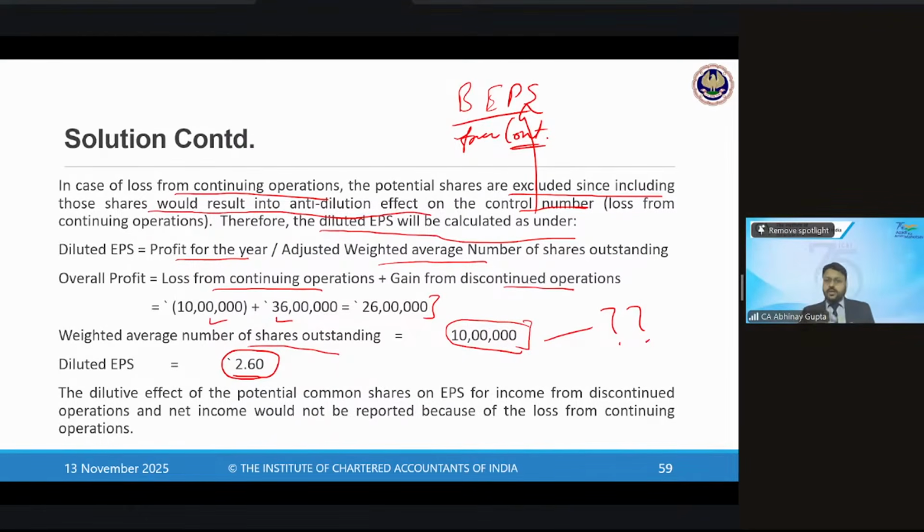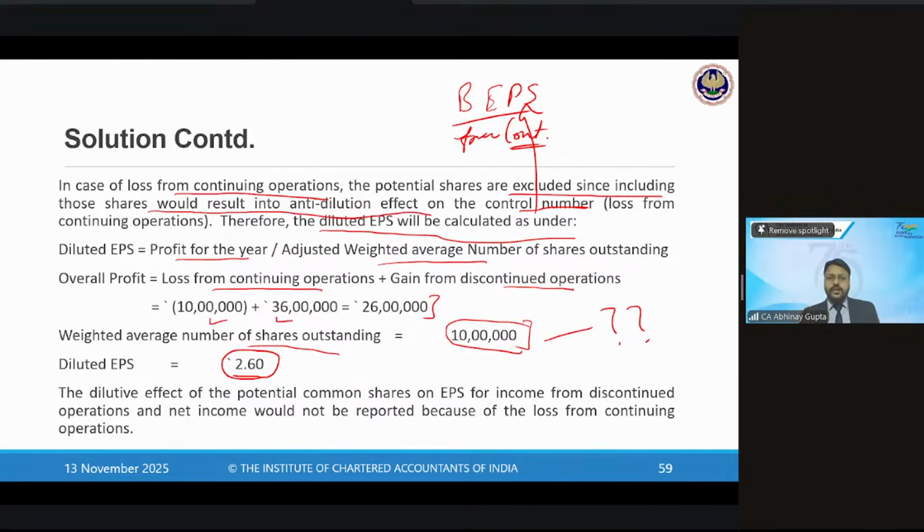Because what is happening over here? I have a loss in my continuing operations, right? And loss divided by weighted average number of shares, I have computed as a basic loss per share, right? That basic loss per share is actually getting reduced if I increase the denominator. Hence, it is becoming anti-dilutive. Because it is becoming anti-dilutive, I'm not considering those additional shares for the purpose of calculation of my diluted earning per share, and hence I am ignoring them.